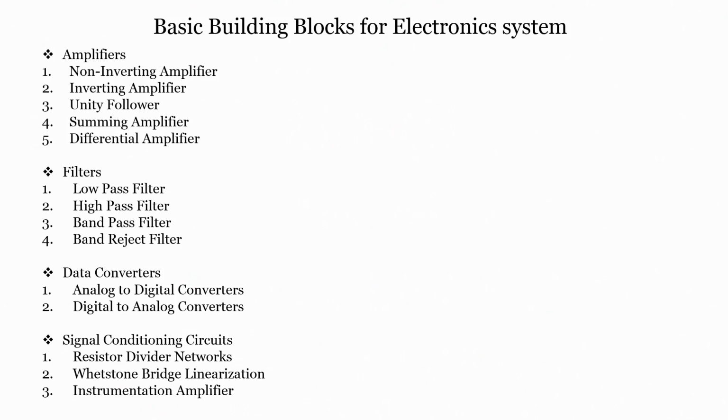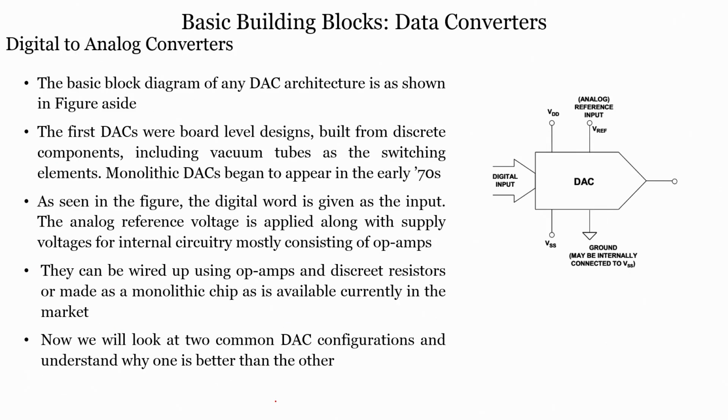And what is the importance of the instrumentation amplifier? Whatever we have been learning in the earlier modules, we will utilize all those things together, combining them, and then we will make the entire electronic system. If you see the screen, we have seen the amplifiers, filters, and data converters. Let us see the digital to analog converter today, and then we will follow with the different signal conditioning circuits.